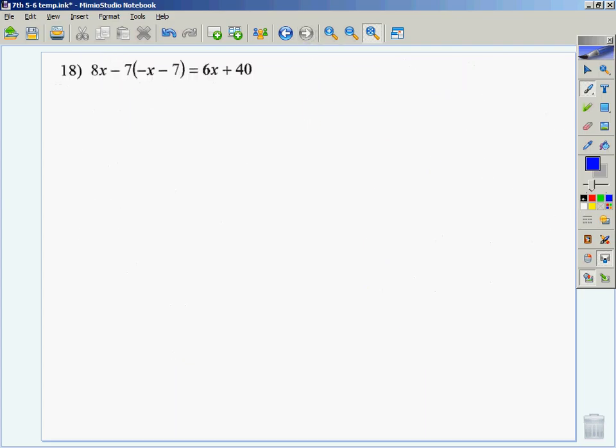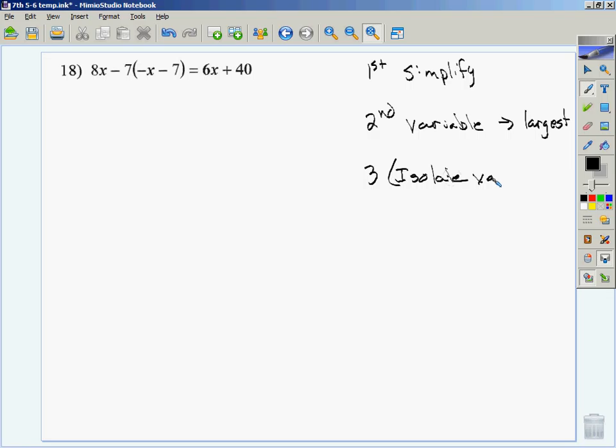Number 18. Again, we're seeing more things happening, but it's still the same process. The first thing we will do is simplify what's there. The second thing we're going to do is move the variable to where the variable is the largest. And then the last thing we do, obviously, is isolate that variable. In other words, get the variable completely by itself. Solve.